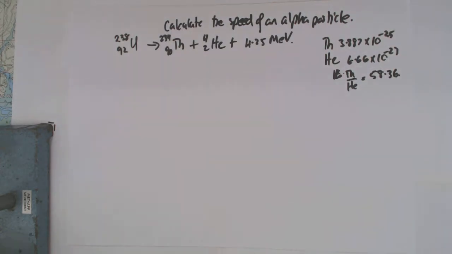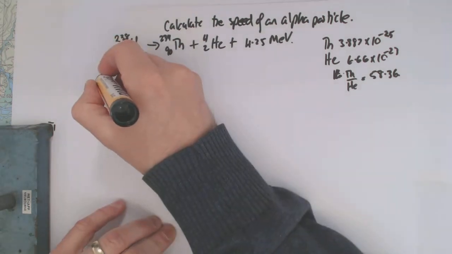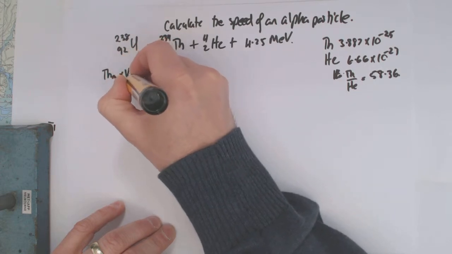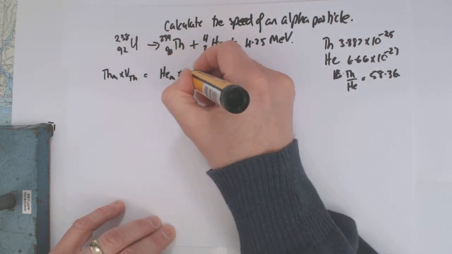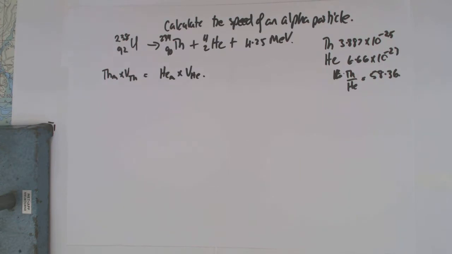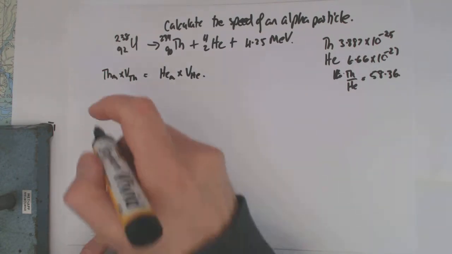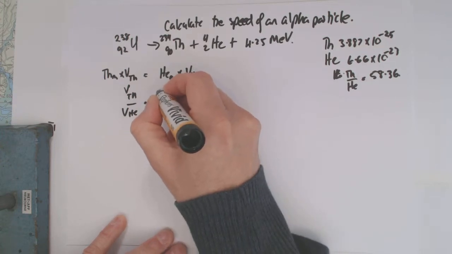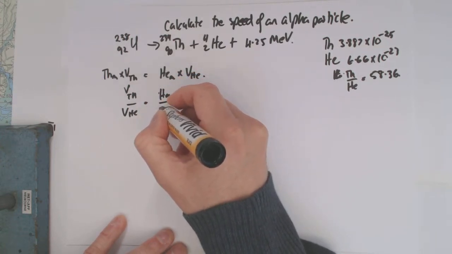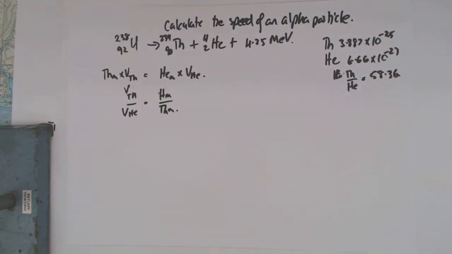Now for conservation of momentum to hold, we're going to have to get the proportion of the velocities, right? Because the mass of thorium times the velocity of thorium must be equal to the mass of helium times the velocity of helium. So we can say that the velocity of thorium divided by the velocity of helium is equal to the mass of helium over the mass of thorium. So we can see those little relationships at work.